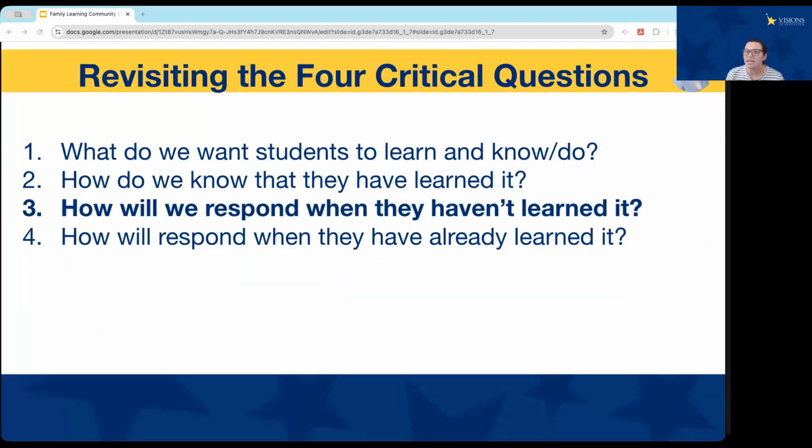So, like Kristen was saying, when we leaned in this session on bridging gaps, we're really focusing on question number 3 here of our 4 critical questions. How will we respond when students haven't learned the full learning targets for a standard?